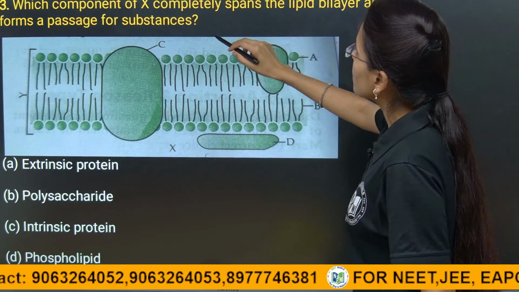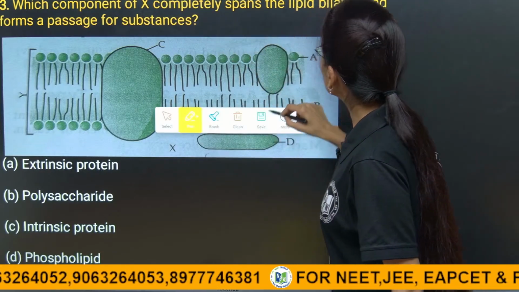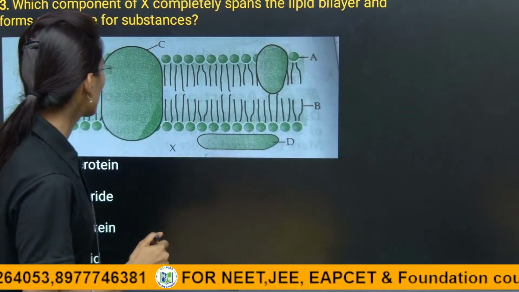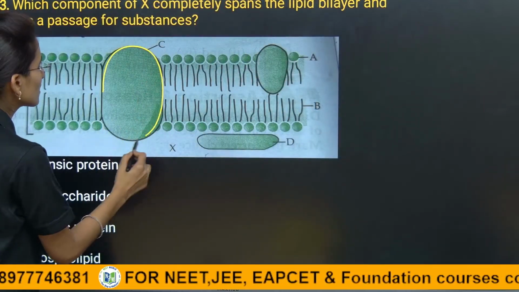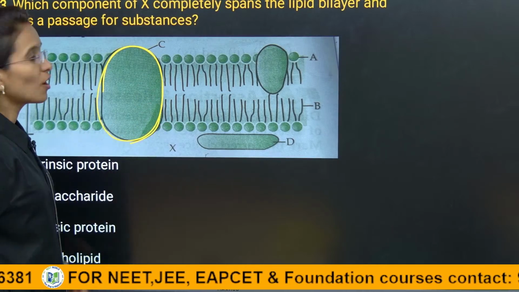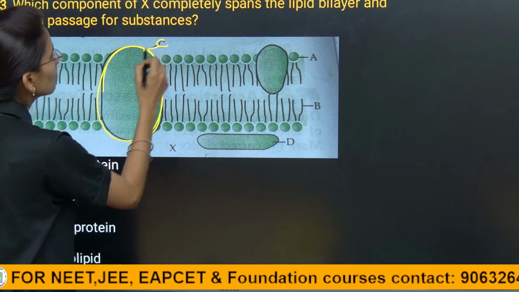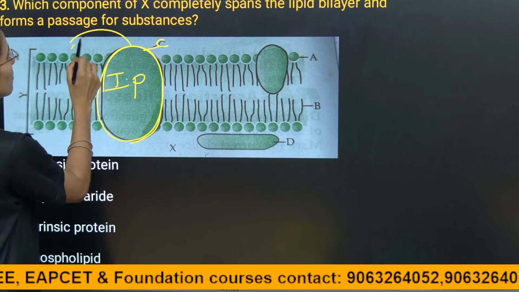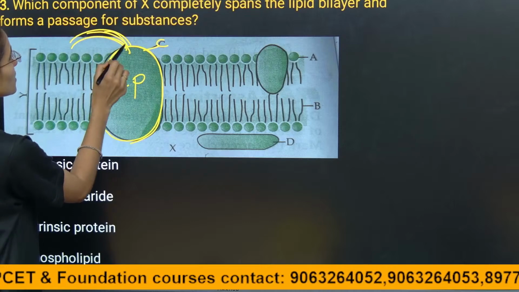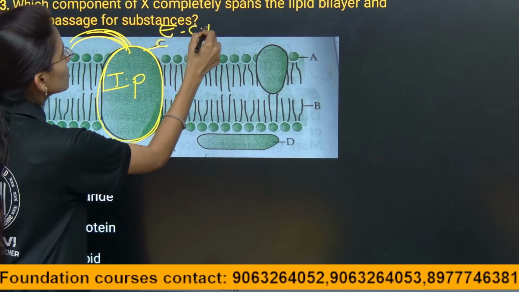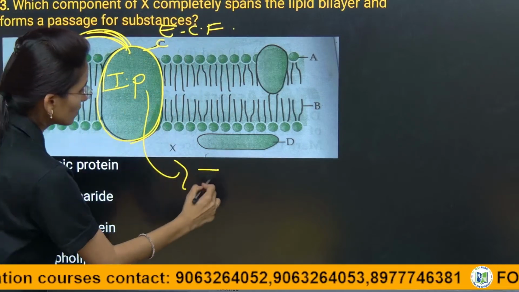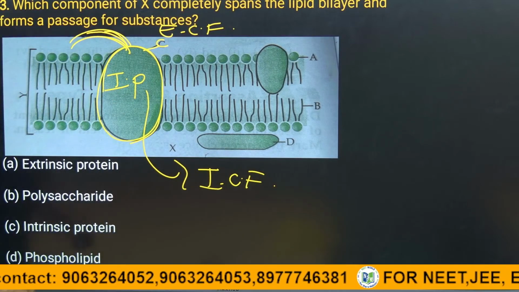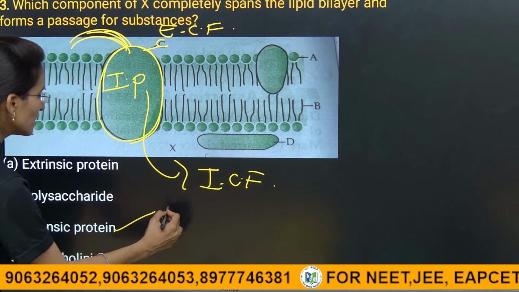Which component of X completely spans the lipid bilayer and forms the passage for substances? Here you have the direct answer, option C, the labeling part C. What is C? Intrinsic protein. It is meant for passage of ions or substances from the extracellular fluid to the intracellular fluid. So if you look into the options, intrinsic protein is the correct answer.